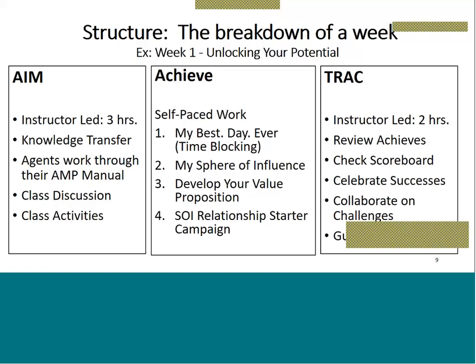So they are in the classroom twice in 1 week. The track meets are shorter. They're about 2 hours. And a track meet should look like this. The students should be coming in, and the first thing that we should be doing is reviewing their achievements for that week. So I might ask a student to share their value proposition if they're comfortable. I might ask them how they're doing with their sphere of influence list and see if they've run into any issues.